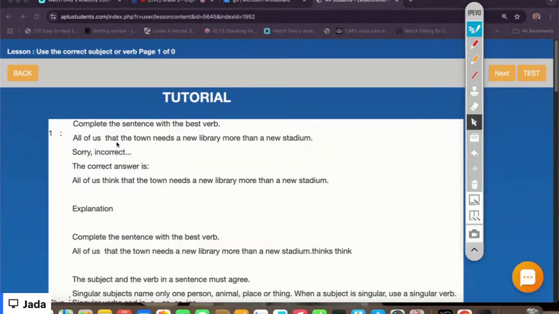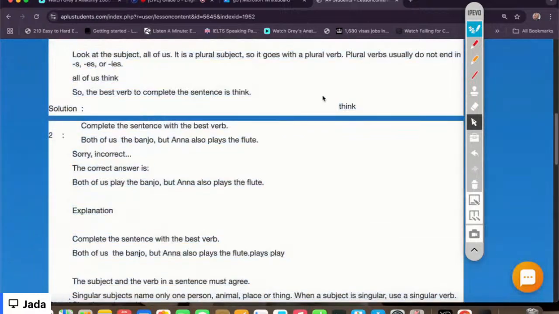So we have what? Complete the sentence with the best verb. All of us dash that the town needs a new library more than a new stadium. So what is that gonna be? So we have think, because it says all of us, and all of us is plural. So all of us think.